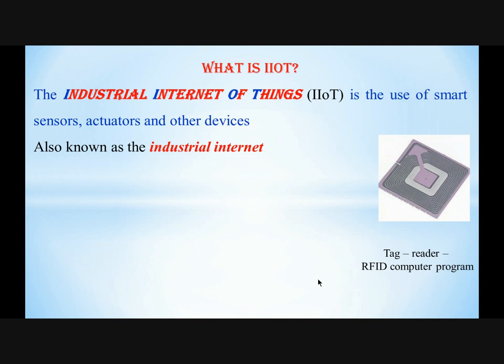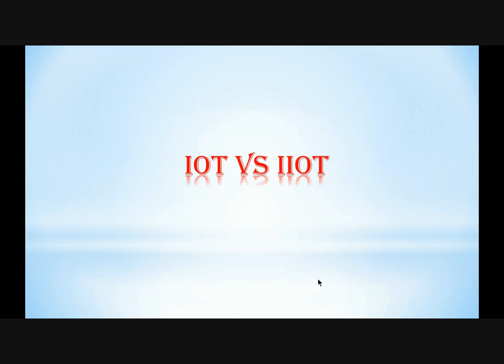Okay. And these devices are networked together to help in data collection, exchange of data, and then data analysis. All these things can be done more efficiently and with reliability. Okay. And this IIoT is also called the Industrial Internet. Okay. And this IIoT is used in many industries, which include manufacturing, energy management, utilities, oil and gas, all these fields.